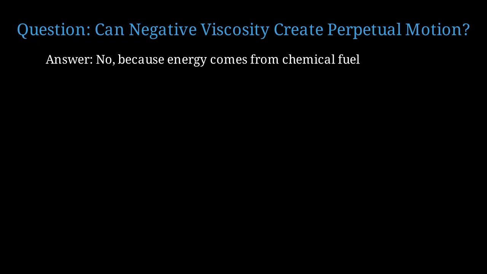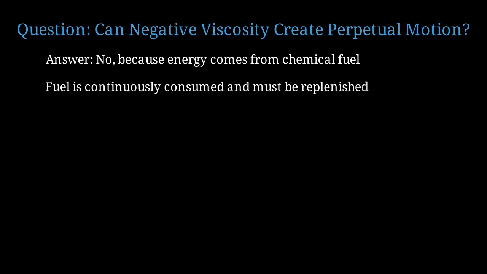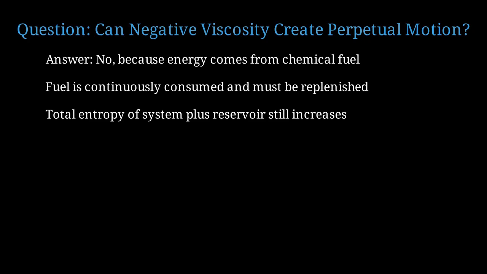It comes from the chemical fuel that powers the swimmers. The chemical fuel is being continuously consumed. To maintain the active state and the apparent negative viscosity, you must continuously supply fresh fuel. When you account for the chemical reactions and the heat released, the total entropy of the system plus the fuel reservoir still increases. The second law is satisfied.